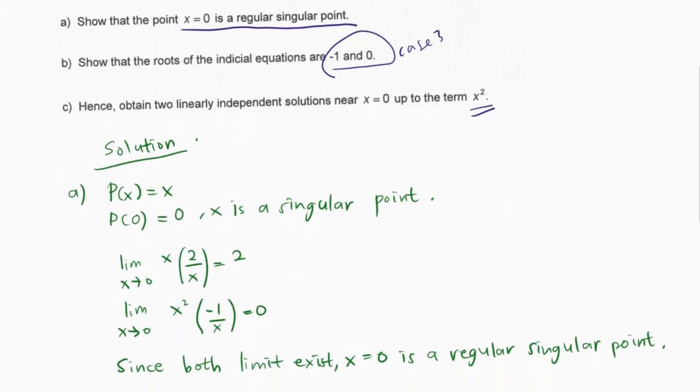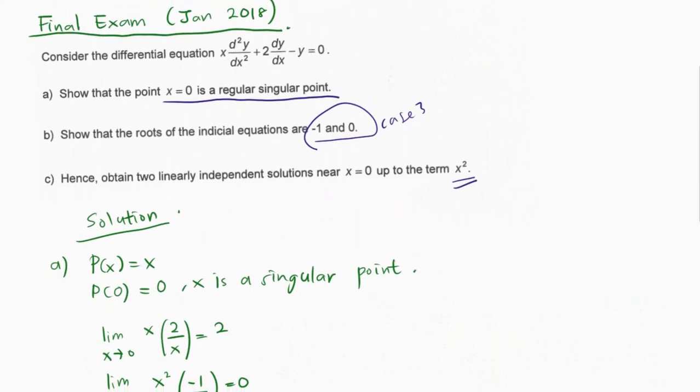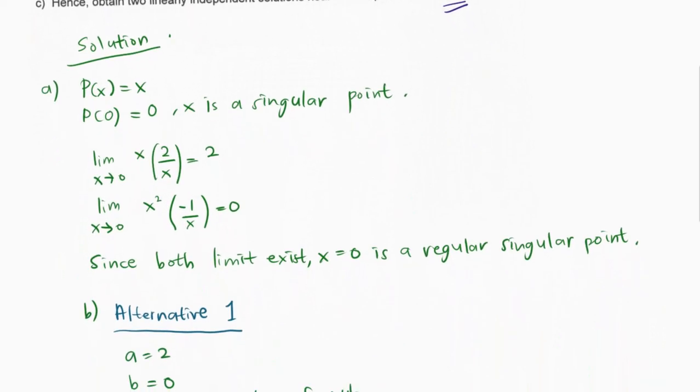The first step, as usual, you need to prove that it is a regular singular point. You need to determine first what is Px. Px is equal to x, which means P0 is equal to 0, which means x is a singular point. Next, we check for the first limit test.